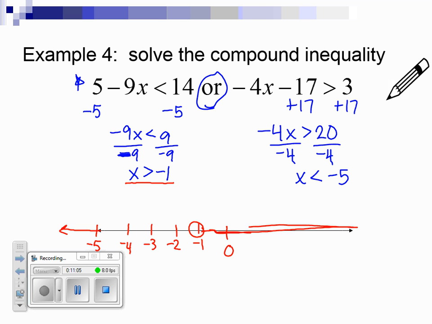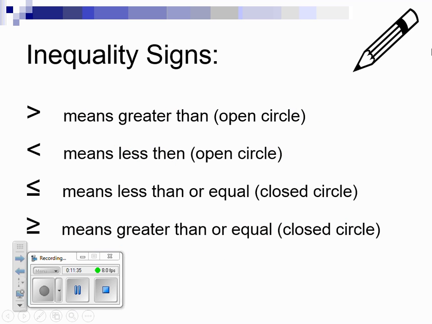So everything to the right is greater than negative 1. Or our solutions could be x is less than negative 5. Open circle, everything to the left is less than negative 5. So our solutions are in either of those spots. That's what that means. Okay, one or the other. But we have to make sure we graph both of them on the same number line.